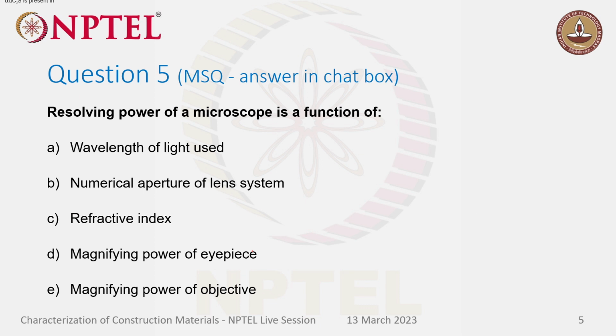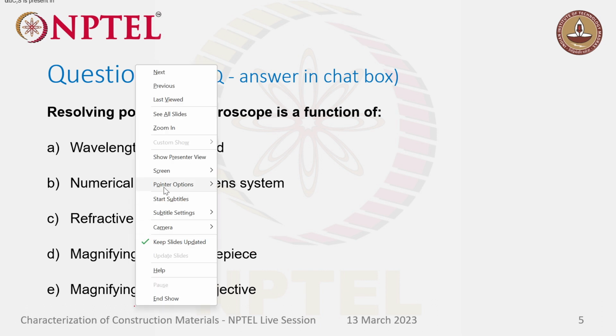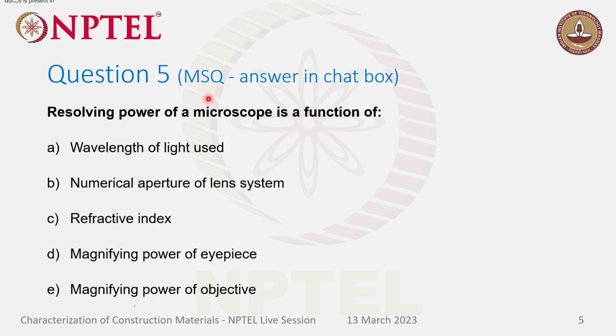It's a multiple select question, so you can't give the answer in polls. You have to type the answer in the chat box. Which of the following options are right? You may not type the full answer. If you find options A and B, you can just type A and B is the right answer. Okay. So let me read out the question. Resolving power of an optical microscope is a function of which of the following parameters? Let me start the timer now.